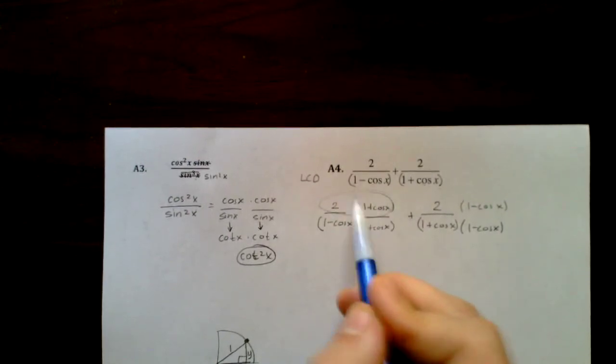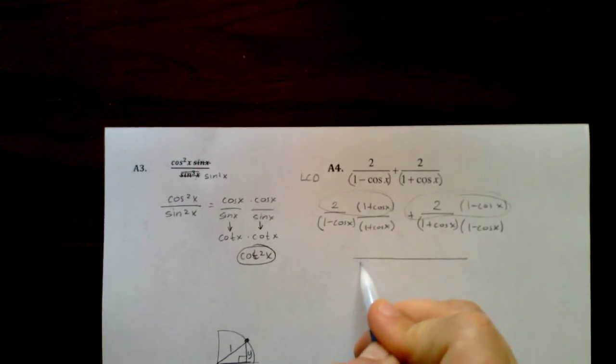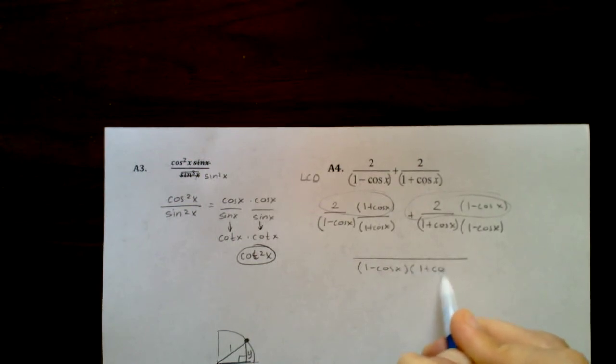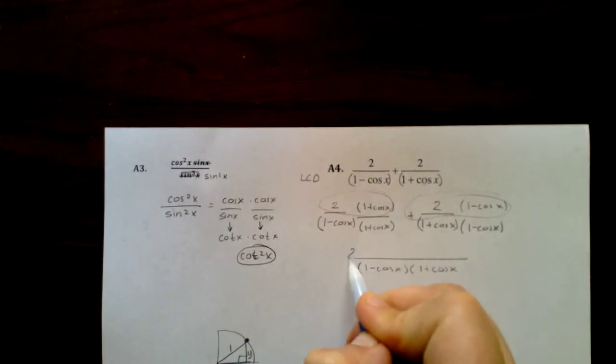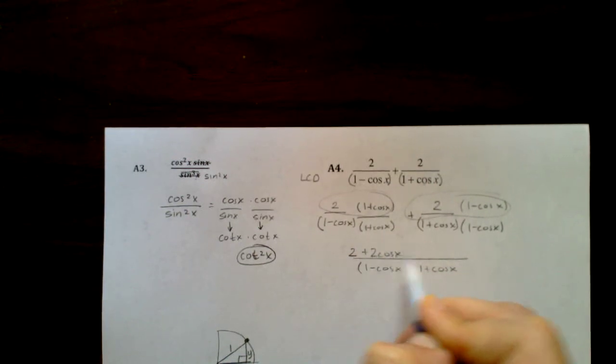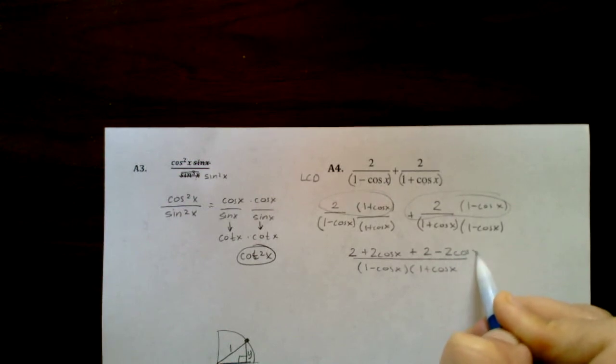Up top, I can distribute here and here. I'm going to leave my denominator in factored form for right now. When I distribute up top, I get a 2 plus 2 cosine x plus 2 minus 2 cosine x.